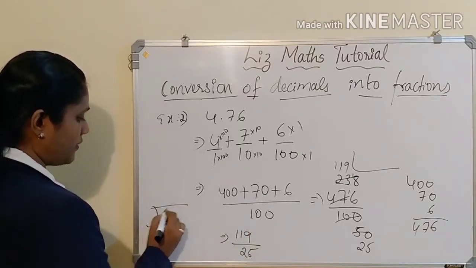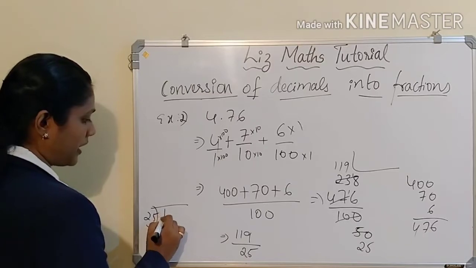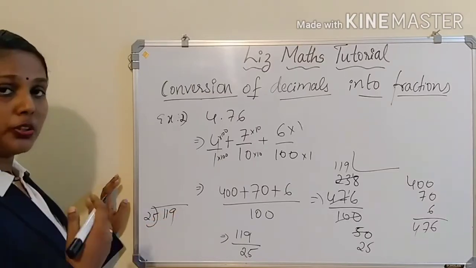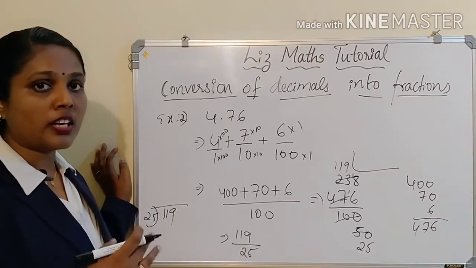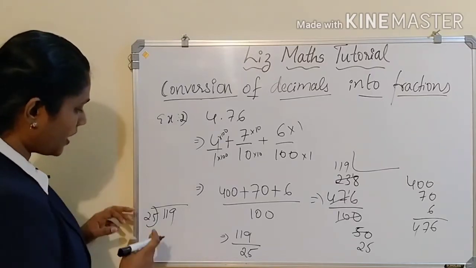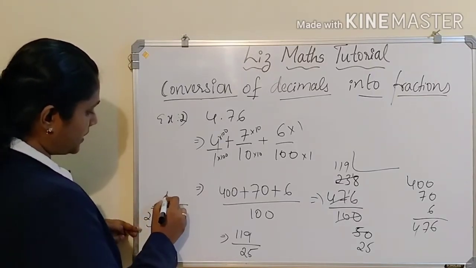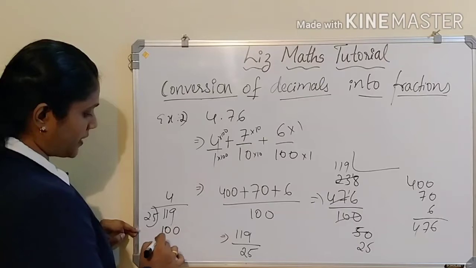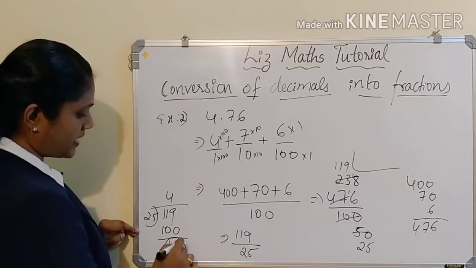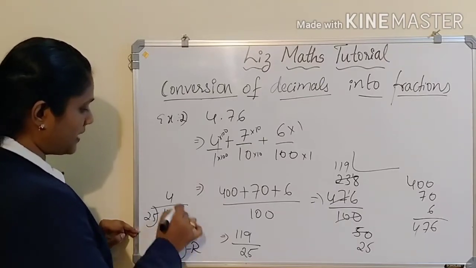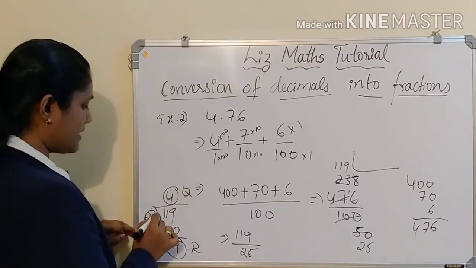You have to go for the division. I told you how to convert this improper fraction into a mixed fraction in my previous videos. So watch it. Here 25, how much? 25 4s are 100. So here 19 is the remainder. So this is the remainder, this is the quotient, and this is the divisor.